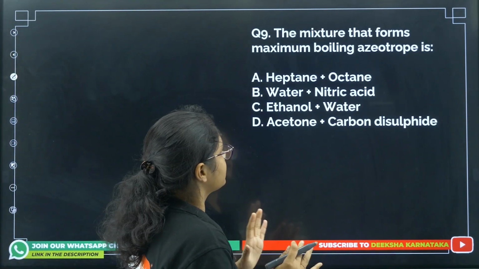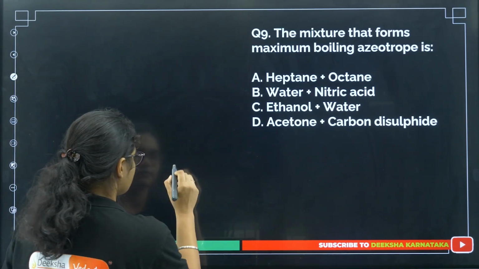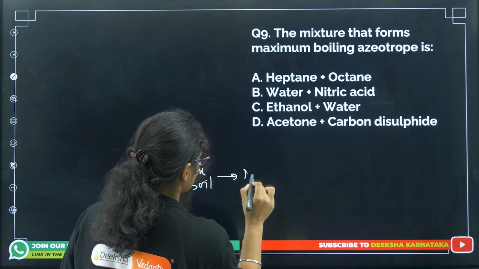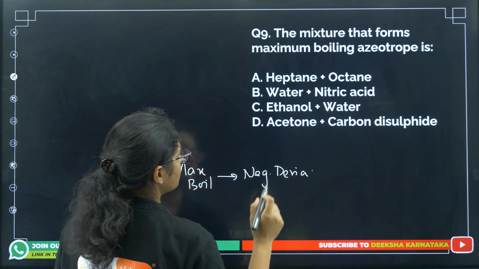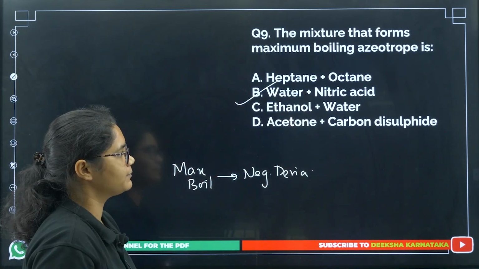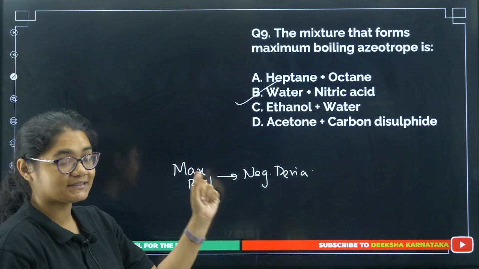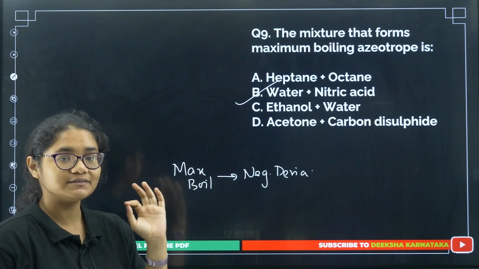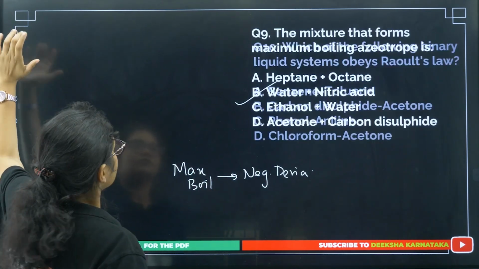The mixture that forms maximum boiling azeotrope is. So again, if I want to form maximum boiling azeotrope, then it should show negative deviation, right, and negative deviation is shown by water and nitric acid. Okay, this is also a direct example. So the correct answer for this question is option number B. This example is directly there from the NCERT, right? So please remember that examples are very important for this particular section. Okay, coming to the next question here.